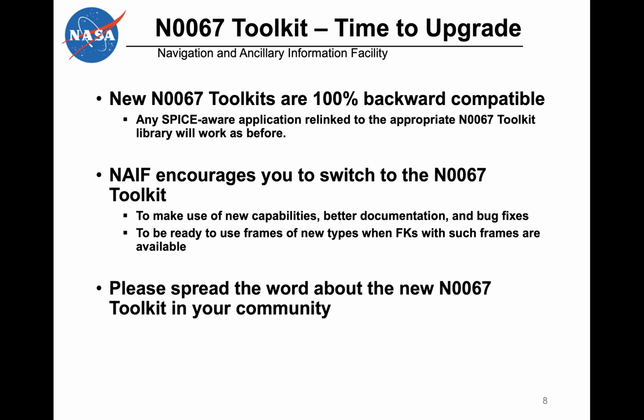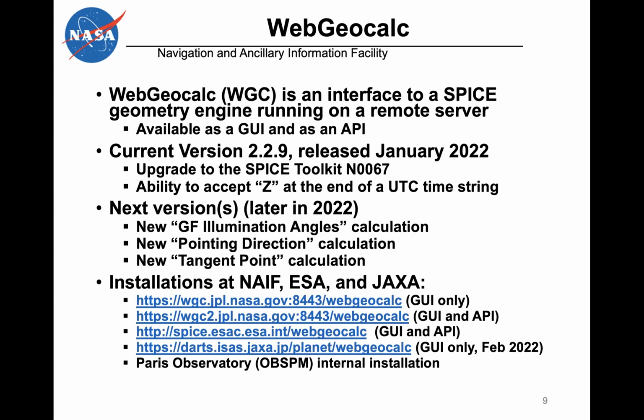So this could be the end of my talk, but as I mentioned before, I also wanted to update you on our other tools, WebGeoCalc and Cosmographia. For those of you who don't know, WebGeoCalc is an interface to a SPICE geometry engine running on a remote server. It's available both as a graphical user interface and as an API. And the current version, 2.2.9, was released last month. It upgrades WebGeoCalc to N67.